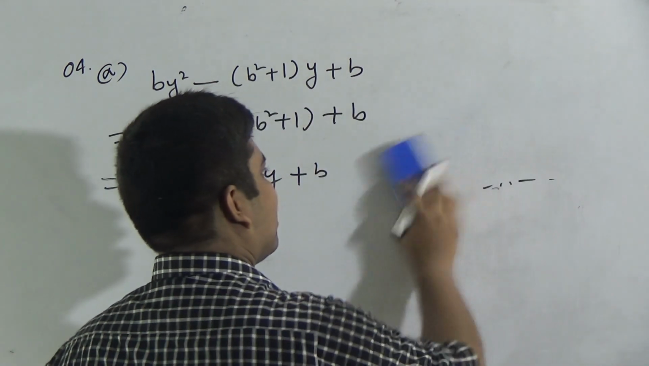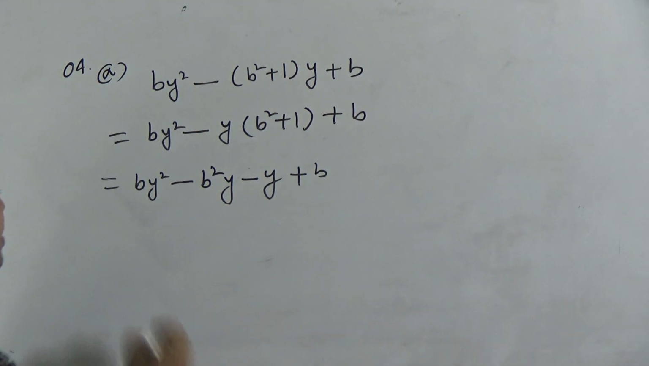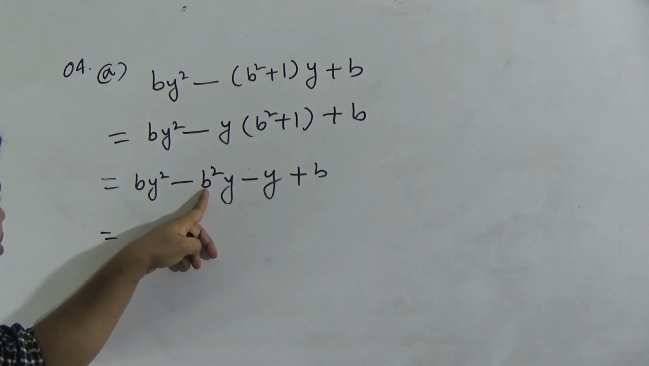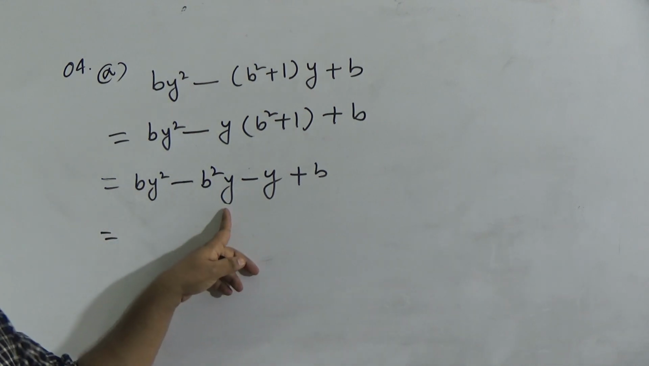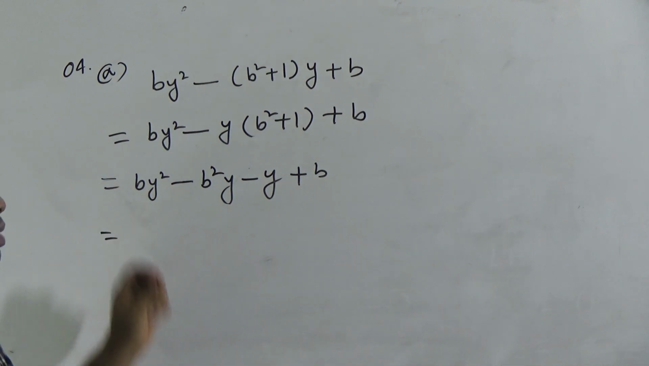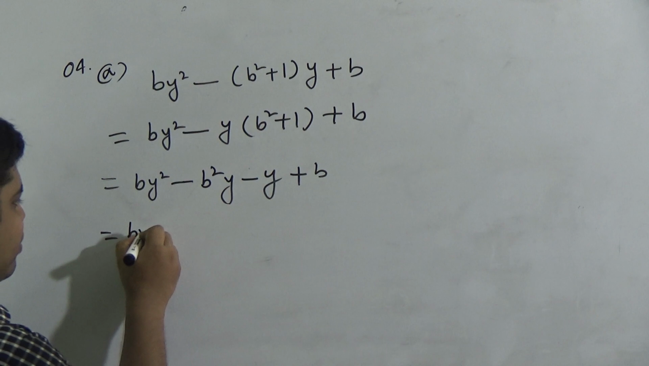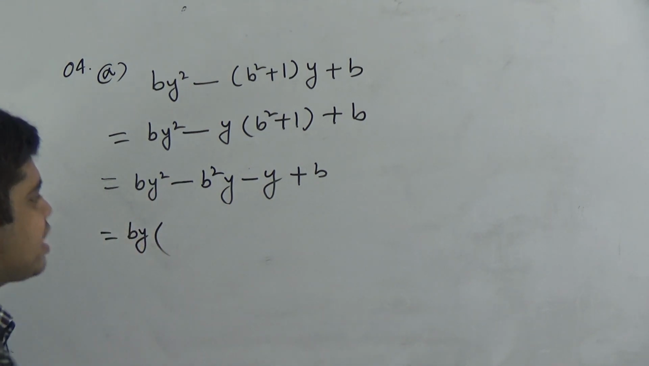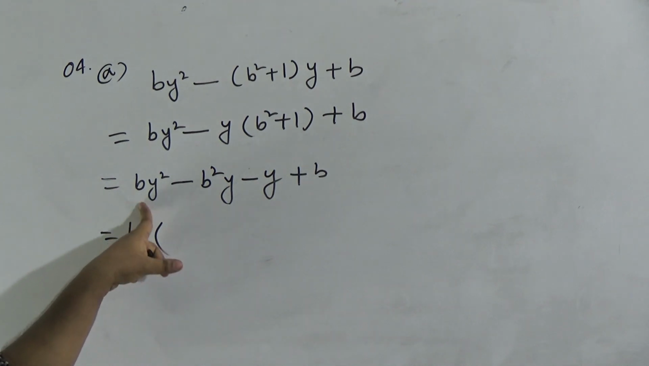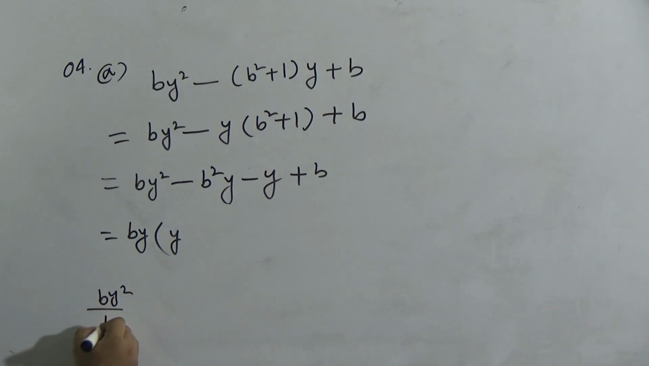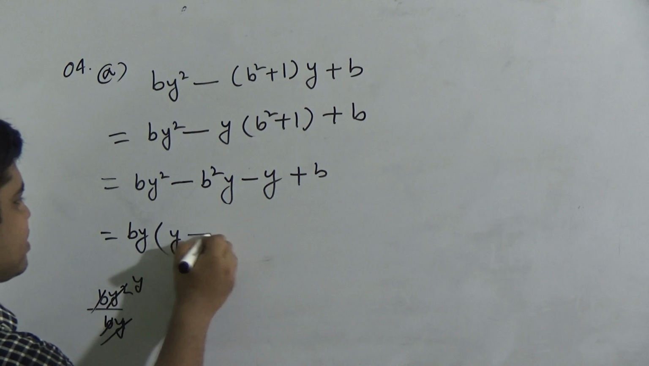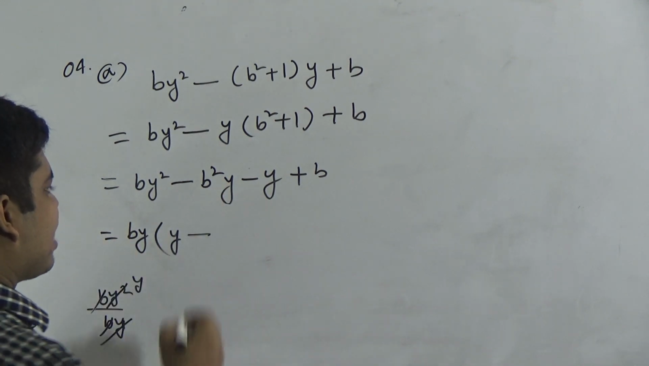Now my dear students, we take common from the first two terms. Here you notice b square. So b is the lowest term, that means b is common. y square y, that means y is common. So from these two terms we take by as common. If we take common, that means we divide this expression by by. If we divide by by, then we get y. That means notice by square divided by by, this b cut, and y square y. I hope you have understood. Next we divide b square y by this by and we get b.